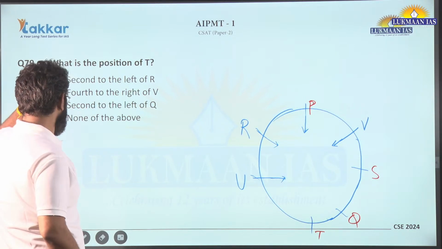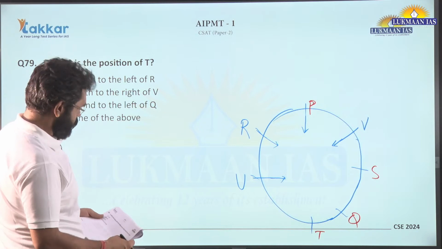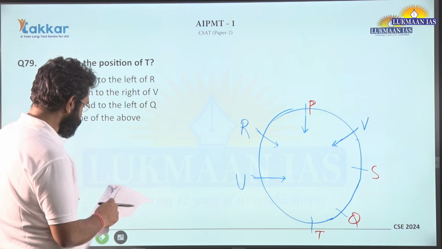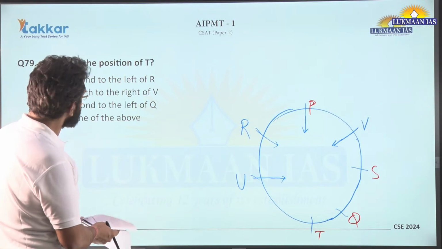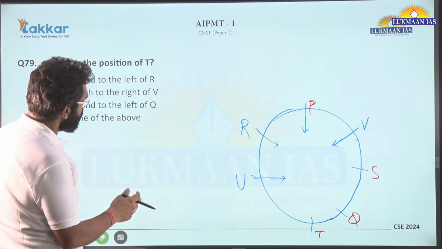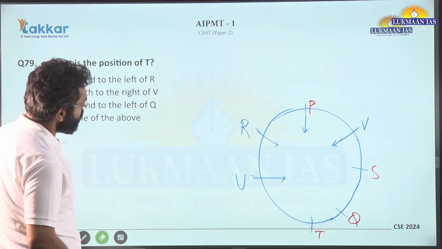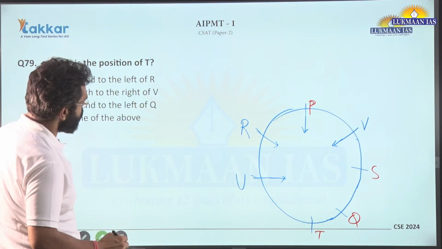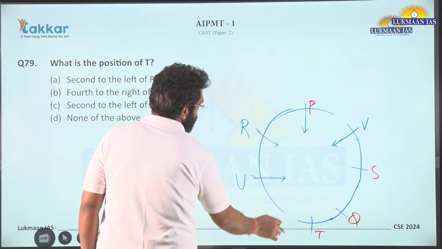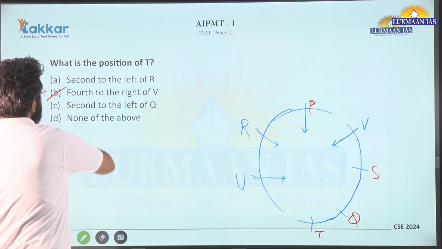What is the position of T? Second to the left of R. Second to the right of R is T. Fourth to the right of V. 1, 2, 3, 4, yes. Fourth to the right of V. Option B is the right answer.